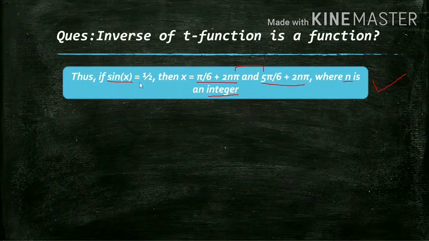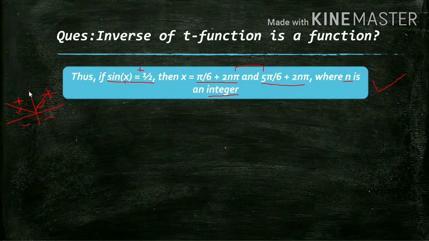Now, let me tell you something about sine of x equal to half. That means sine is positive here. You know that sine is positive in the first quadrant and in the second quadrant. It is negative in the remaining two quadrants. Now here it is positive, which means x would be either in the first quadrant or in the second quadrant. It can never be in the third or fourth quadrant. Now I find the angles: one is pi by 6 and another is 5 pi by 6.